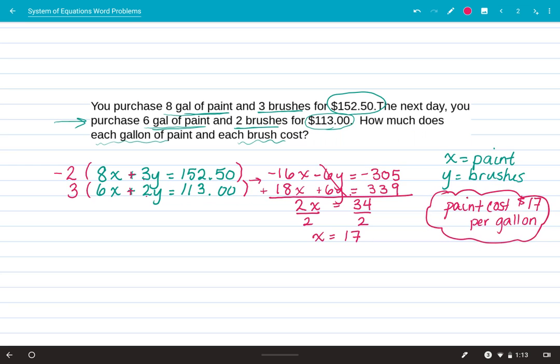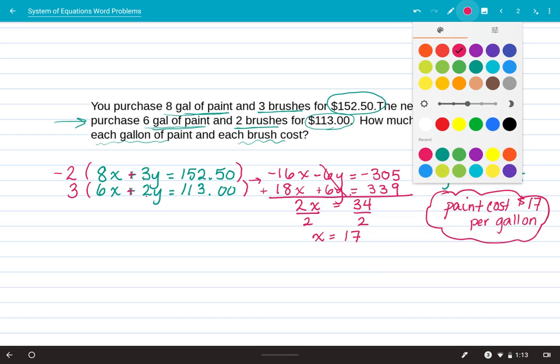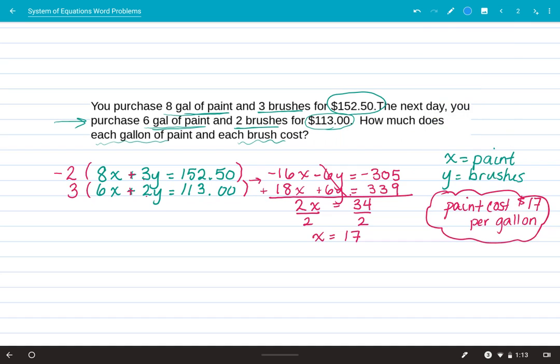Now we want to go back and solve it, and we want to find out how much each of the brushes is going to cost. Okay, so now that we've got what x equals, we want to go back and plug our 17 into one of these equations. So one of these equations you want to choose, and instead of x, put in 17. For me, I think the 6 and 2 are a little smaller, might be easier. I'm going to do that. You plug it into whichever one you want, and I want you to solve it for y. Okay, go ahead and do that.